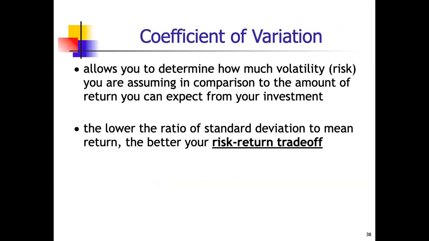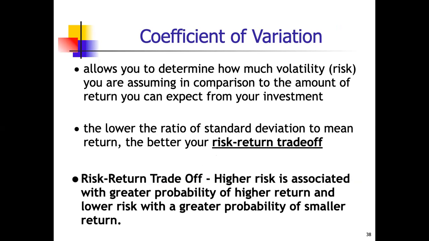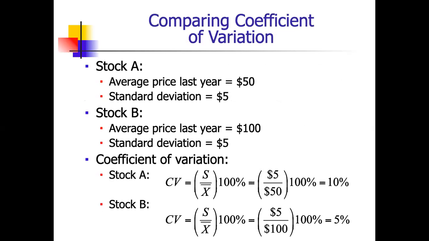Now, what do we mean by this risk-return trade-off? Risk-return trade-off indicates that higher risk is associated with greater probability of higher return, and consequently, lower risk with greater probability of smaller return. So we keep in mind that the smaller the percentage, or the lower the ratio of the standard deviation to the mean, meaning the lower our CV, the better would be your risk-return trade-off. Let's put this into application.